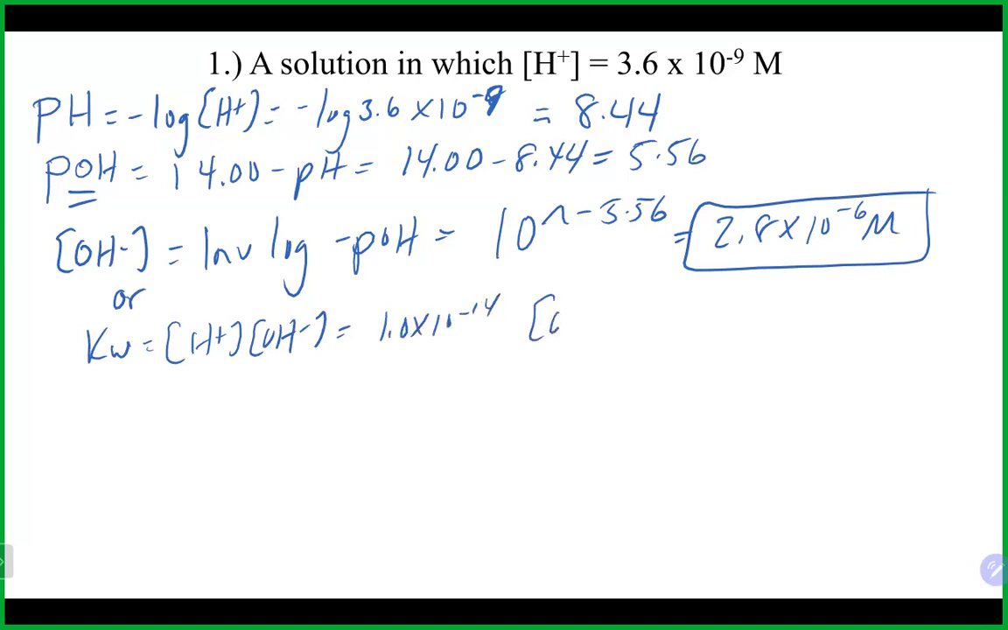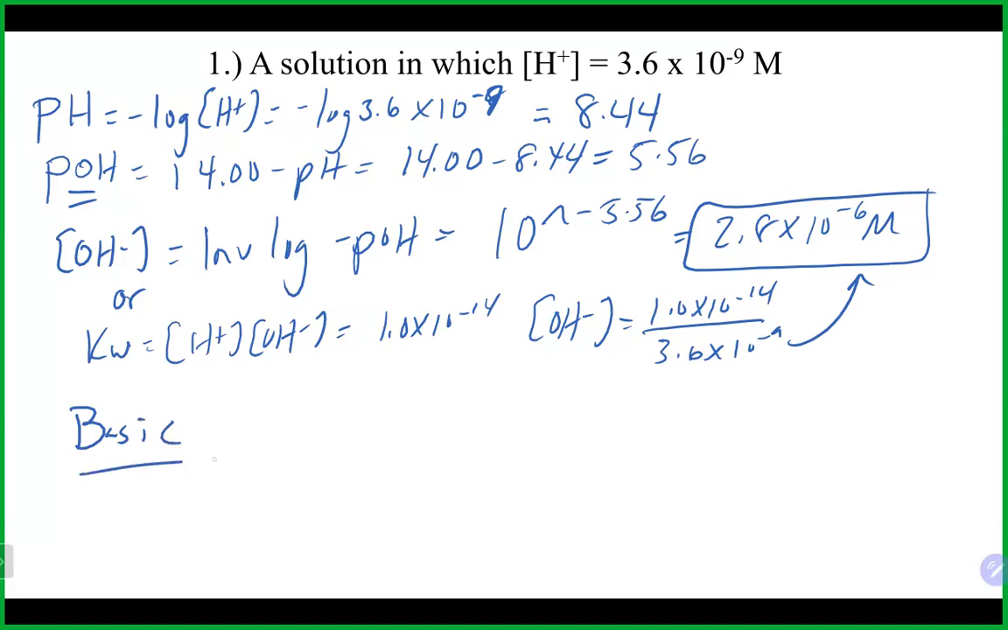Once again here, alternatively, you could have used KW and you should have got the same answer. That would be that the OH minus equals 1 times 10 to the minus 14 divided by 3.6 times 10 to the minus 9. And again, that should also give you the same number. So whichever way you want to do it should be good. This is a basic solution based off of the pH value.